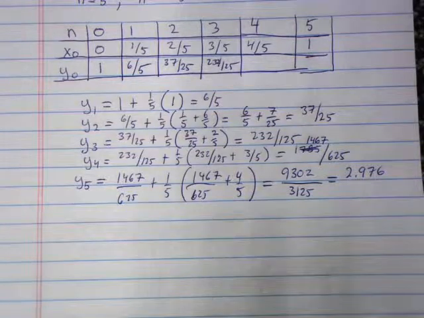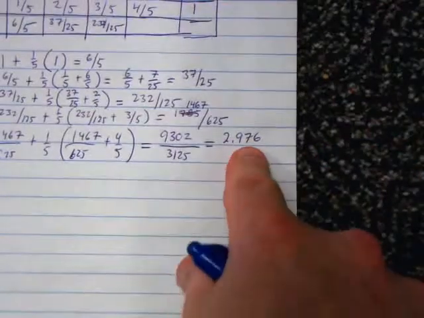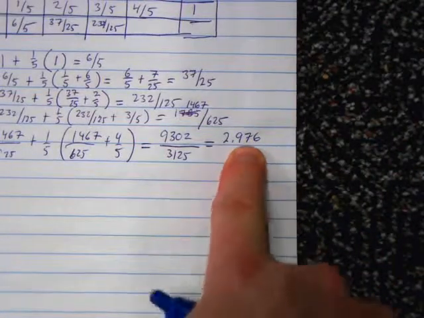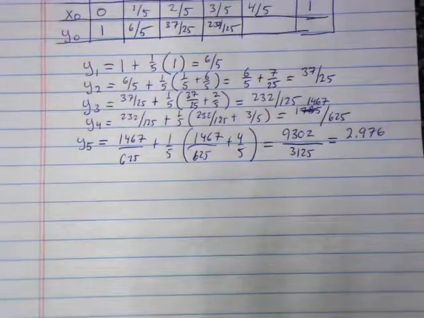How good is that answer? Well, with one step that answer would have been 2.5. With two steps it was 2.5. This one's approaching 3. This one's bigger. Is bigger better? The more iterations, the more accurate. That's correct.